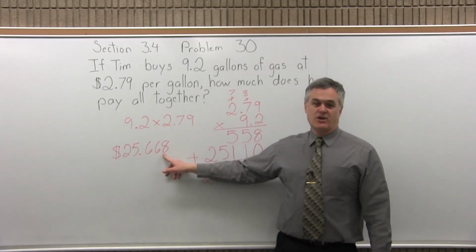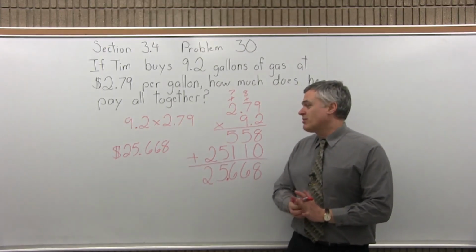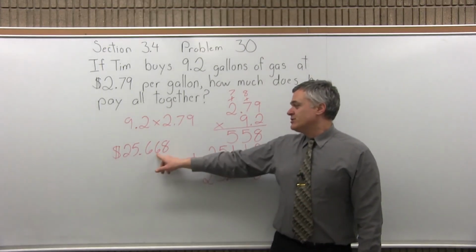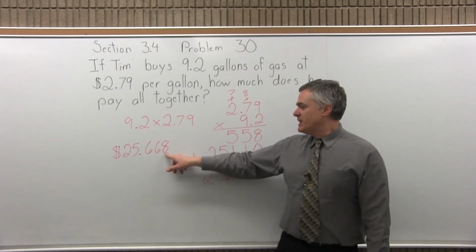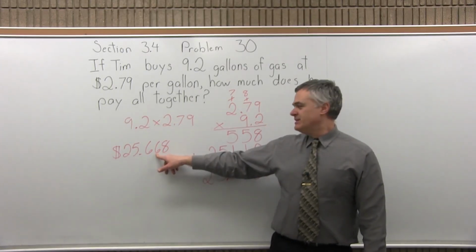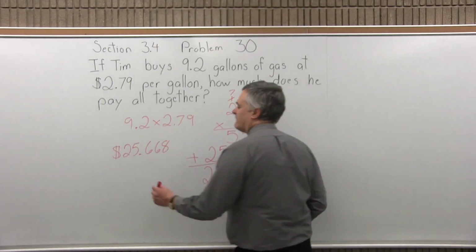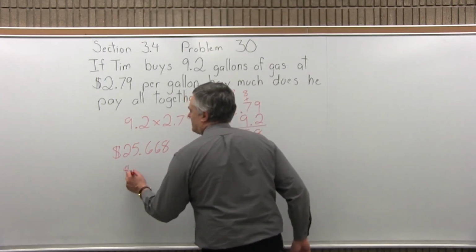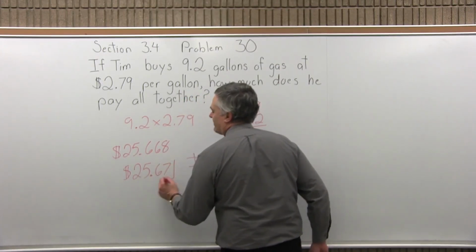Now, because we don't measure dollars more than 2 places after the decimal, you really don't need to write that third digit out. But I don't want to just let it go. I want to round it. To do the job properly, I want to round this to $25.67. Because the 8's big enough, in order to round to 2 places, I have to bump the number that's 2 places in up by 1. So my final answer, how much did Tim pay for gas? $25.67.